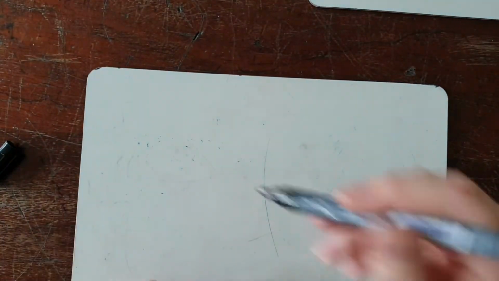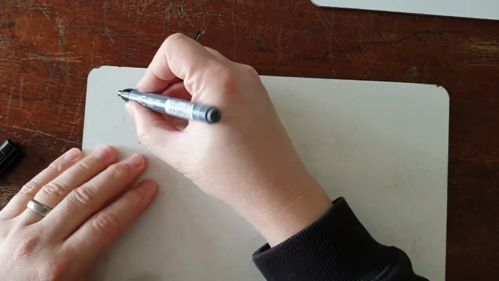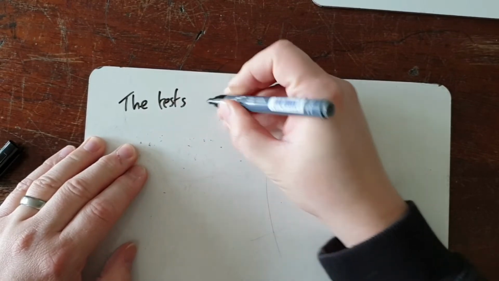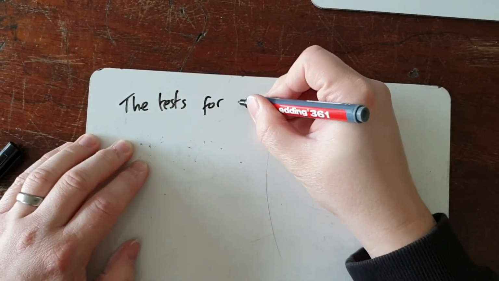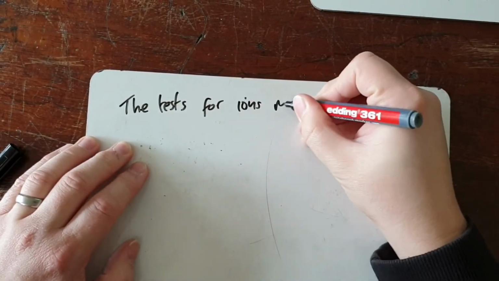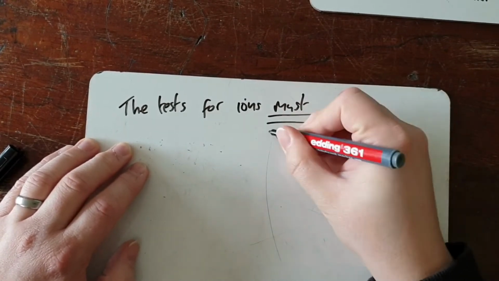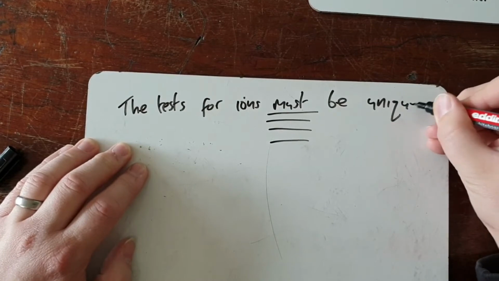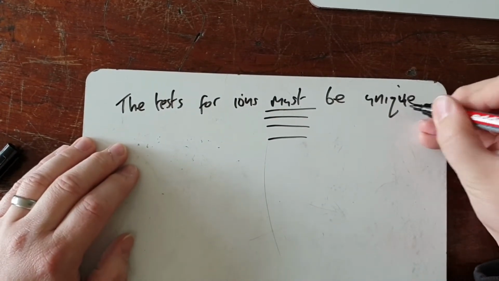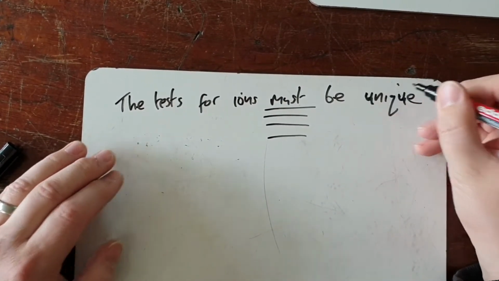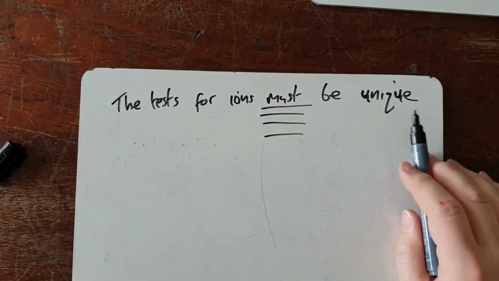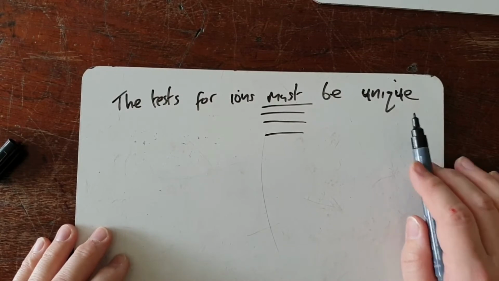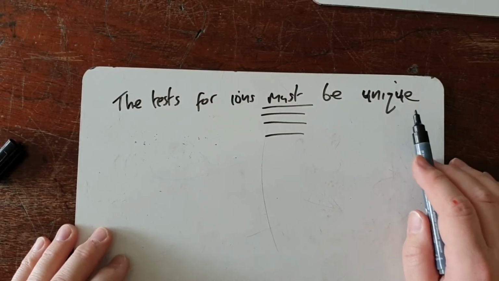And this is where I'll bring in the really important point. The tests for ions must be unique. So why do they have to be unique? That's because if we're going to use a test to identify an ion, it needs to be a test that only gives that result for that particular ion.